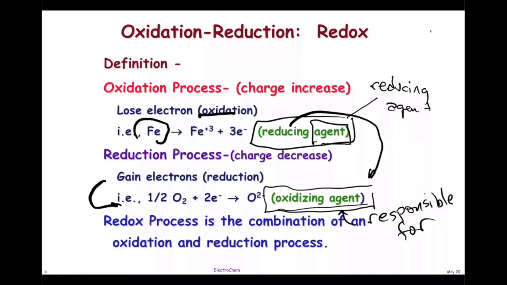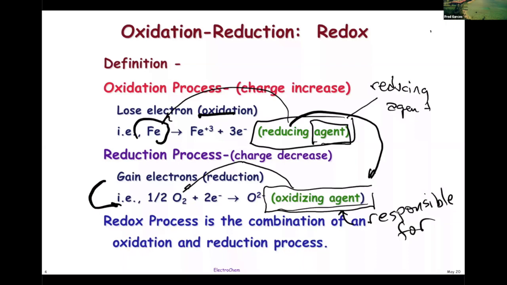So for that first one there, which would specifically be the reducing agent? The chemical that you are starting with. That one, okay, the iron. Oxidizing agent would be the oxygen, because that's the chemical that would need to release the electrons.